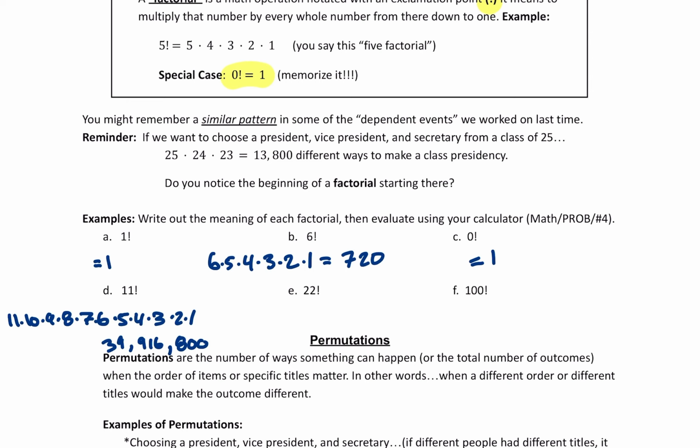Now I wrote all that out for 11 factorial, but for 22 factorial, it's an even larger number and it takes even longer to write it out. In fact, it's so large that our calculator probably doesn't even give us the right answer. It gives us it in scientific notation, which doesn't really help us anyways. So for these two, we're just going to leave as is because there's such large numbers that that's the simplest way to write it.